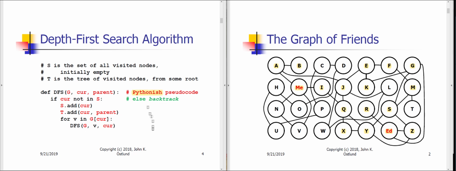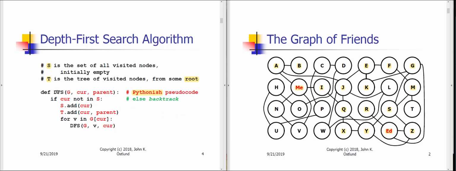Okay, so let's take a look at some almost working code for depth-first search. This is not quite working, but it's close. We have S, our set of nodes that we have visited. Of course, that starts as an empty set. We also have T, which is the tree of nodes that we have visited, starting from some root that we select. Here again, the tree is initially empty.